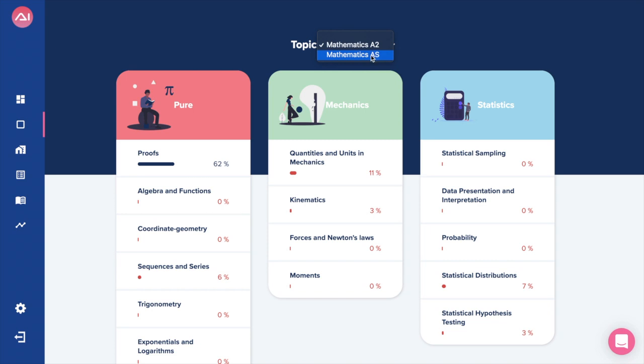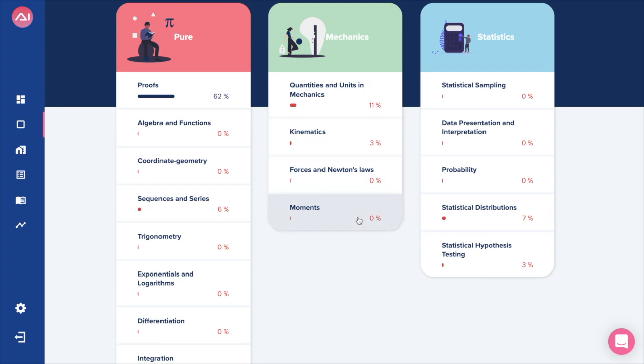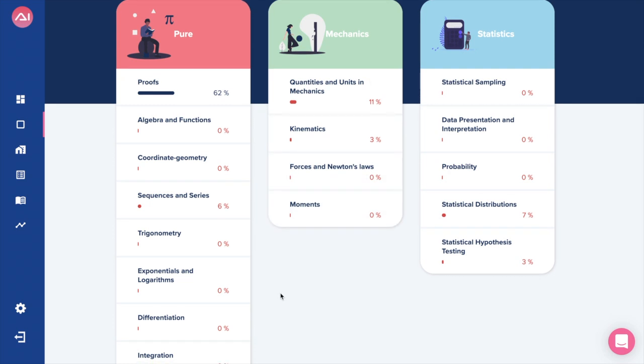If we click on Mathematics AS, you'll see that it will bring up fewer topics because this is just for the AS syllabus. If we click on Mathematics A2, this will give us the full A-level maths syllabus. It's split into the main three areas: pure maths, mechanics, and statistics. Let's say we want to revise the laws of logarithms. To find that will be under pure maths, exponentials and logarithms.